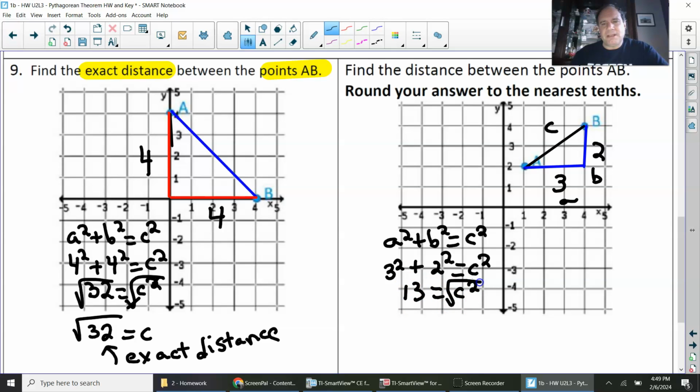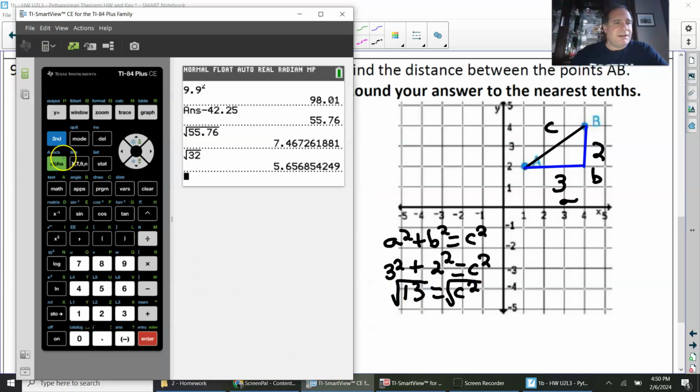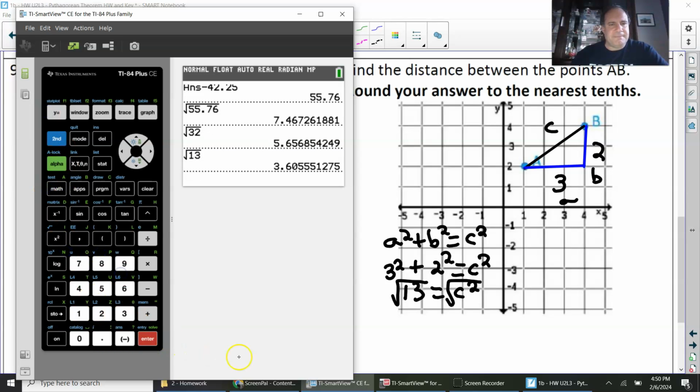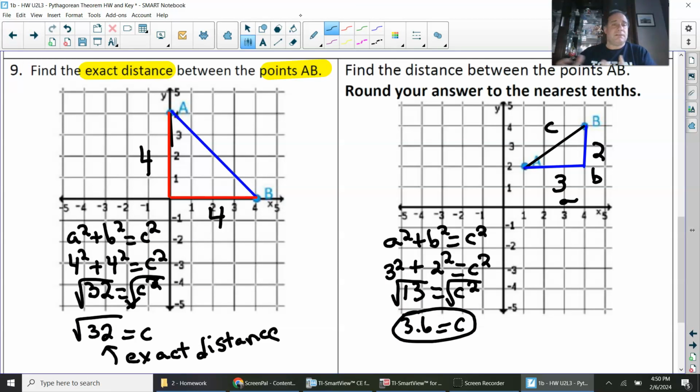Now when you square root it, we're not going for the exact distance. We are going for a rounded distance to the nearest tenth. So this is 3.6, so c equals 3.6. And that's the difference between a question that says exact distance, where you're leaving the radical, the square root, and a question that says find the distance between points A and B, where it's just 3.6.